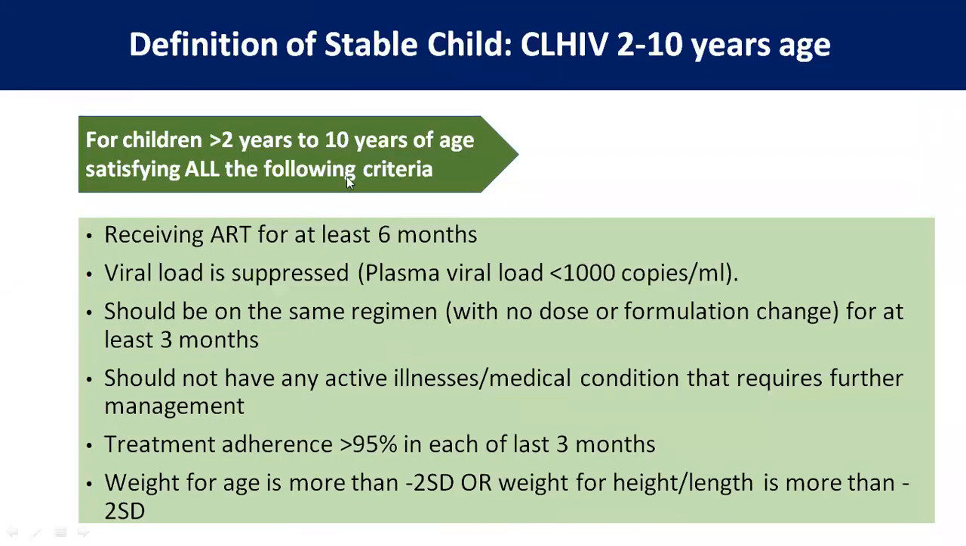For children more than 2 years to 10 years of age, if they satisfy all the following criteria, we say the baby is in a stable stage. Receiving ART for at least 6 months, virologically suppressed with less than 1,000 copies per ml, on the same regimen without change for at least 3 months, and no active illness or medical condition that requires further management. And treatment adherence of more than 95% for at least 3 months, then only will the viral suppression sensitivity be high. Weight for height is more than minus 2 SD, or height for length is more than minus 2 SD, because less than minus 2 SD is a pathological condition.